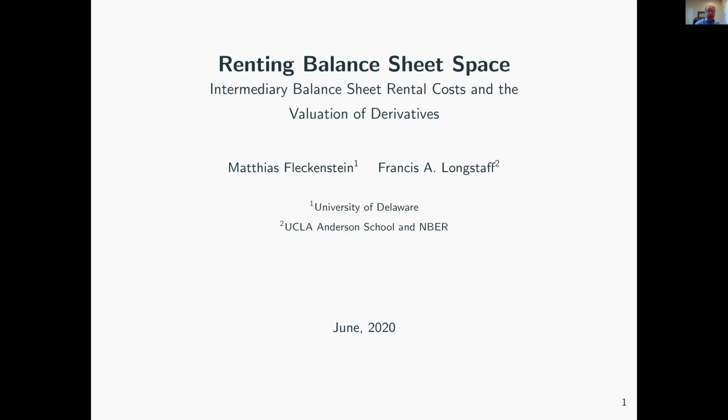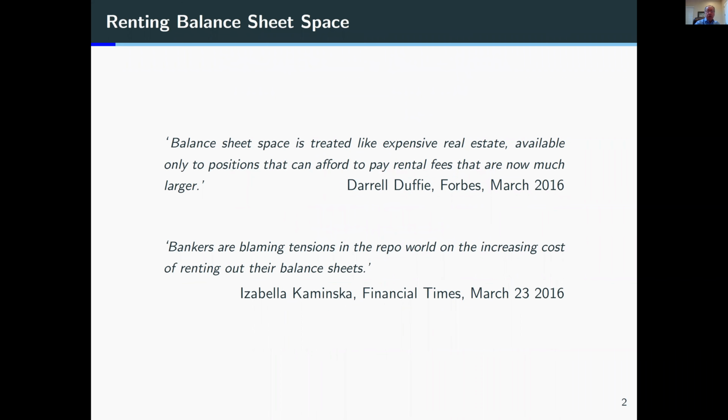So anyway, grateful to have the chance to talk about our paper. This is with co-author Matthias Fleckenstein at University of Delaware, and about the valuation of derivatives. So let me just start with a couple of quotes. A good quote here by Darrell Duffie talking about balance sheet space being treated like expensive real estate. And we've heard a lot about balance sheet costs. Izabella Kaminska, this quote about bankers blaming tensions in the repo world on the cost of renting out balance sheets. So this is what this paper is about.